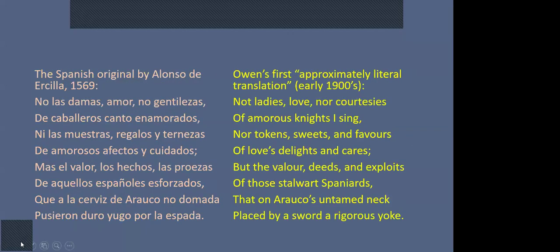And here we have a comparison. The Spanish original by Alonso de Ercilla, 1569, Owen's first approximately literal translation in the early 1900s.